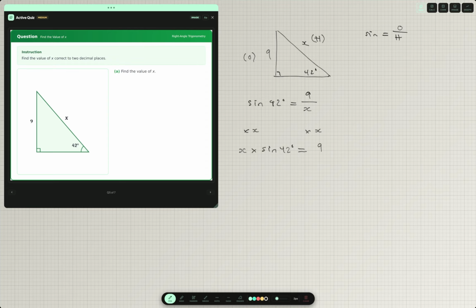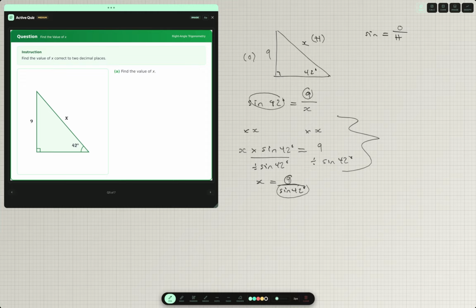And then if we divide both sides by sine 42, x is equal to 9 over sine 42 degrees. And again, if you didn't watch the last video, you can avoid doing all of this and you can skip straight to this if you remember that to get the x isolated, we put our known numerator at the top, it stays exactly where it is, and then we divide by our trigonometric ratio. So we divide by this.